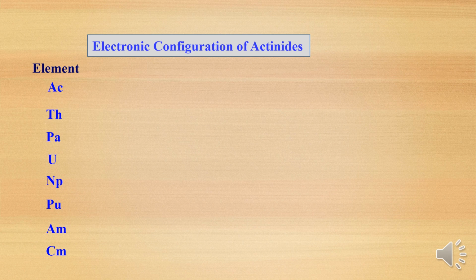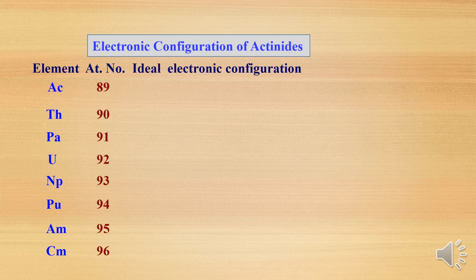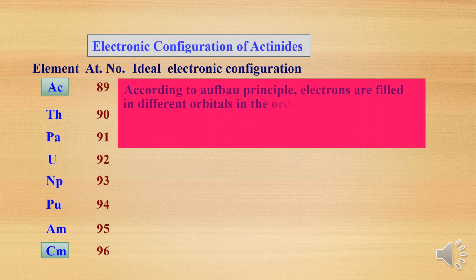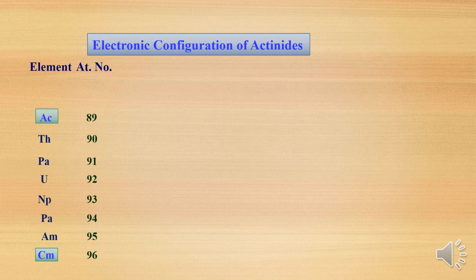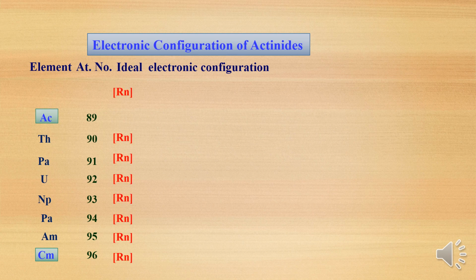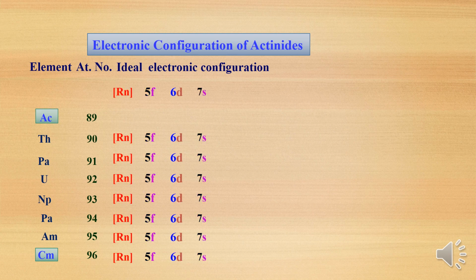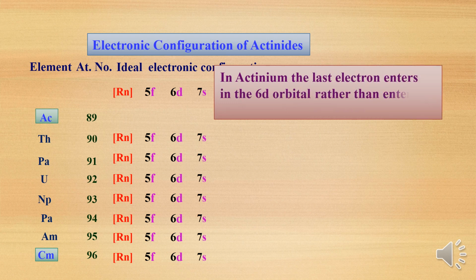See the electronic configuration of actinides. So actinium, atomic number 89. Here the ideal electronic configuration is according to the Aufbau principle: electrons are filled in different orbitals in the order of increasing energy levels. So the 5f level starts filling after complete filling of 6s, 6p and 7s. If you write in increasing order of energy level, you get the ideal electronic configuration: the nearest noble gas radon, then 5f, 6d, 7s.